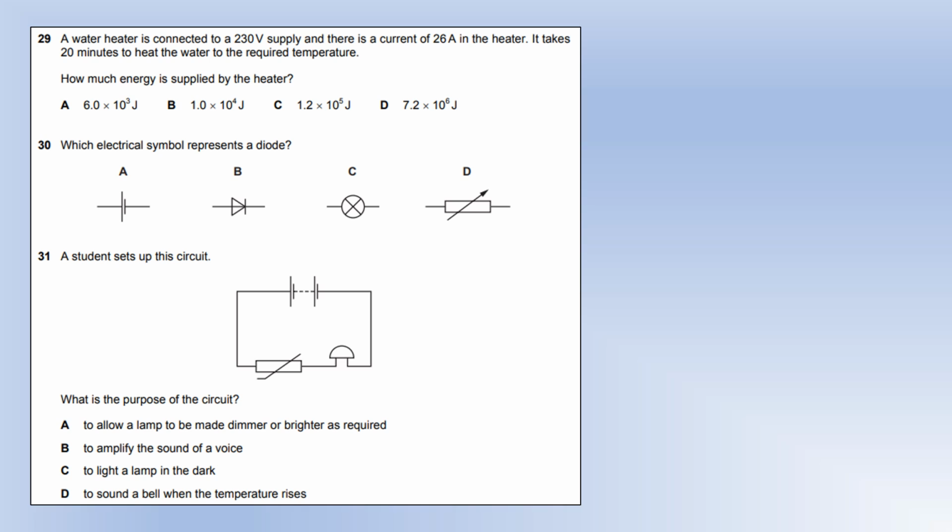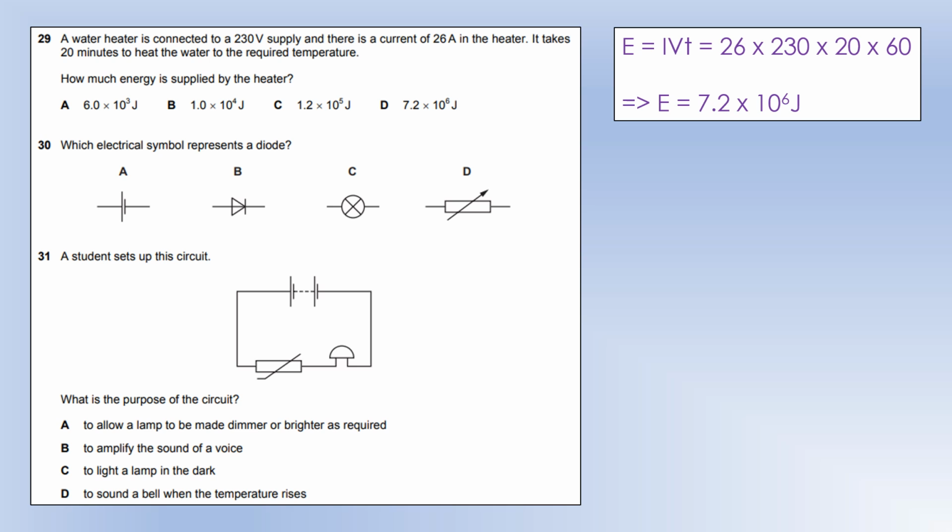A water heater is connected to a 230 volt supply and there's a current of 26 amps in the heater. It takes 20 minutes to heat the water to a required temperature. How much energy is supplied by the heater? Power is calculated by doing current times potential difference. Energy is power times time. So energy is current times potential difference times time. We have to remember to convert time into seconds, and that's how we end up with option D.